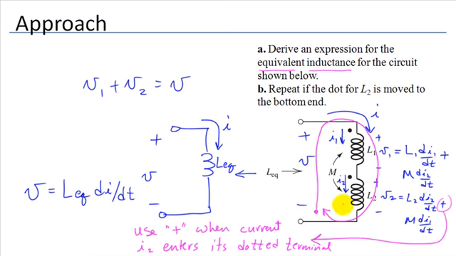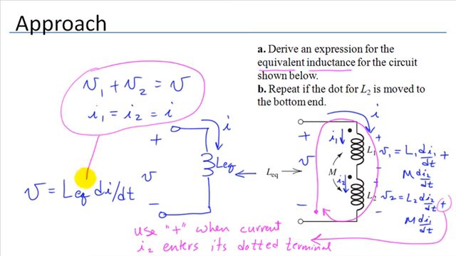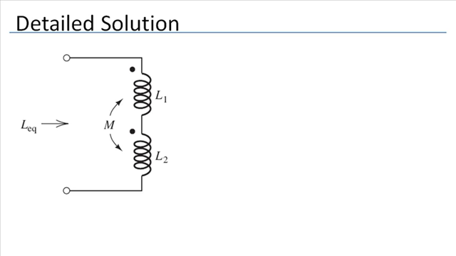Now we can see that since these elements are connected in series, the current I1 and I2 are the same, and they in fact equal the current I. We can then take these expressions for V and I, put those back into that defining equation for voltage, and then identify the equivalent inductance in terms of L1, L2, and M. Alright, let's move on to the details of our solution process.